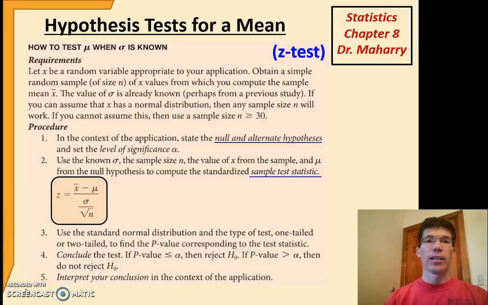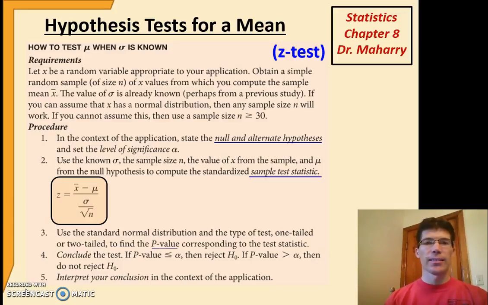So if you think about it, if x bar is really close to the mean, then the z value will be close to 0, indicating that the sample data tends to agree with the null hypothesis. So as the z values get bigger and bigger, that's more and more evidence to reject H0, or to contradict H0.